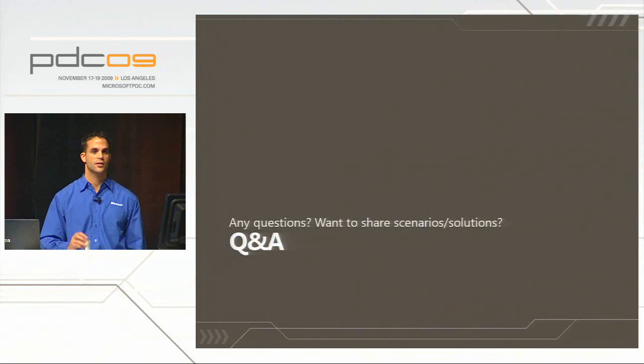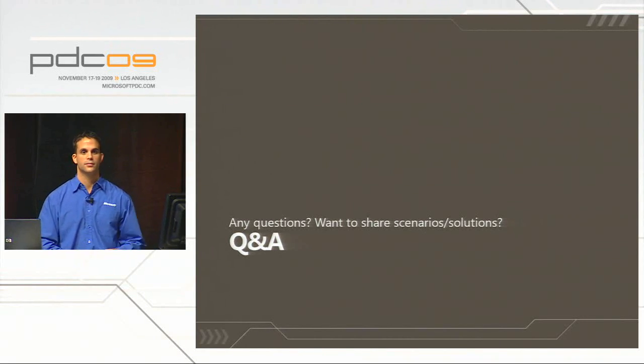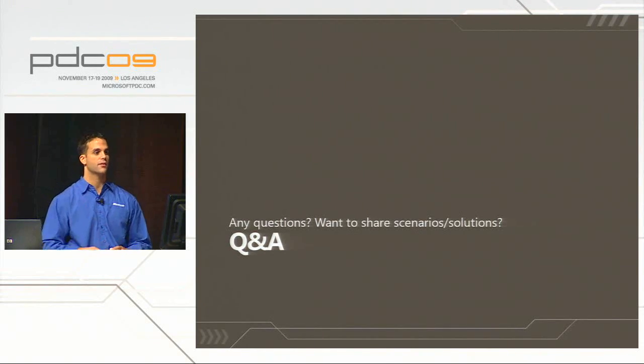Any other questions? What SKU is this available in? So what SKU is Word Automation Services going to be available in, and that's MOSS. It's not available in WSS. WSS is the free one, and MOSS is the paid one.